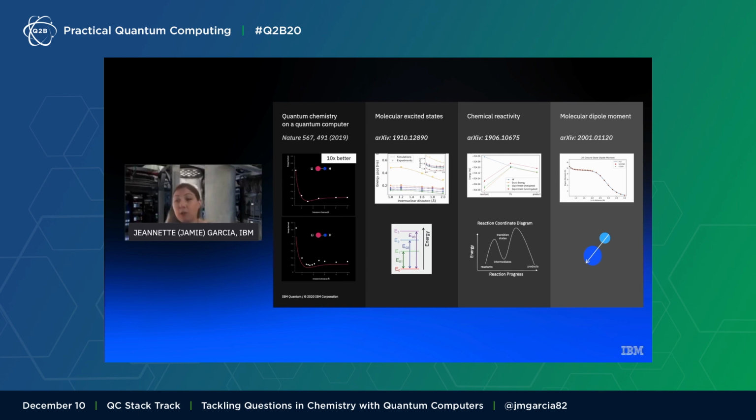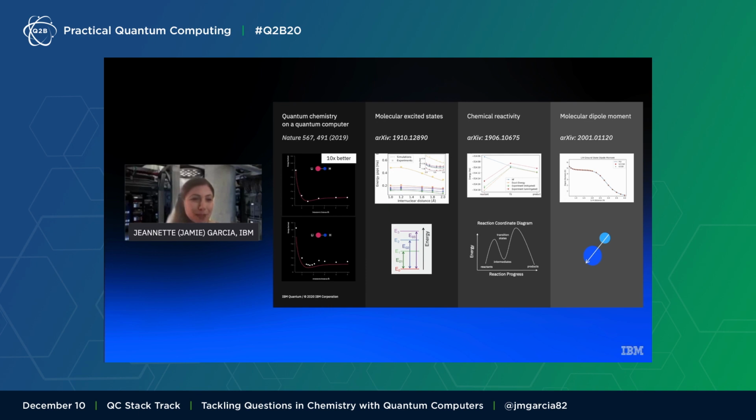In addition to that, we've looked at all sorts of different properties. We think it's really important to think about things such as the ground state energy, but also other properties of molecules that chemists might care about, such as molecular excited states, chemical reactivity, and dipole moments. Again, how do you explain the charge and electron density distribution across a molecule? So we'd want to look at something like a dipole moment, which is a little bit more complex.